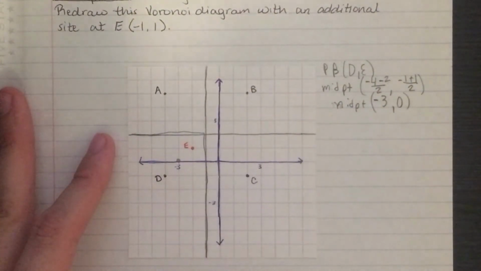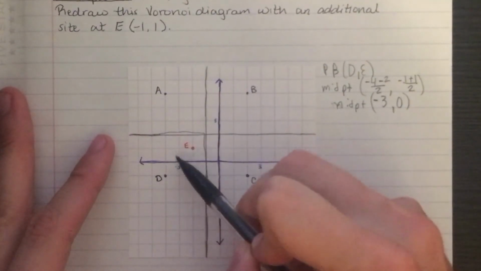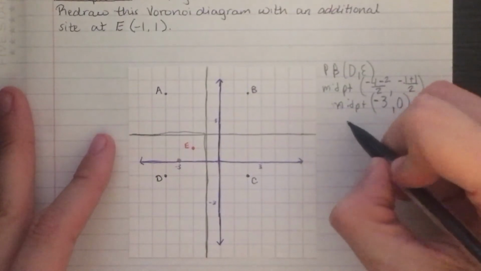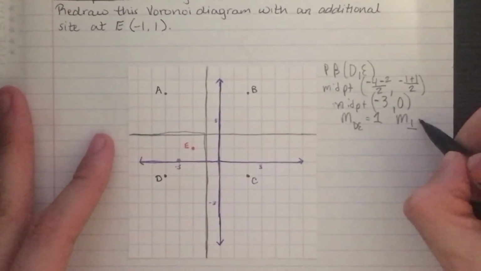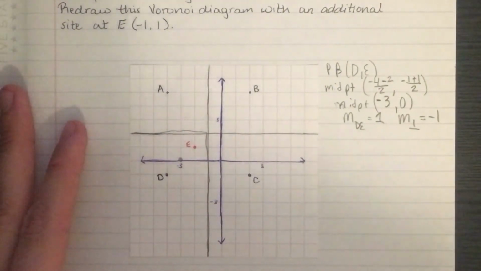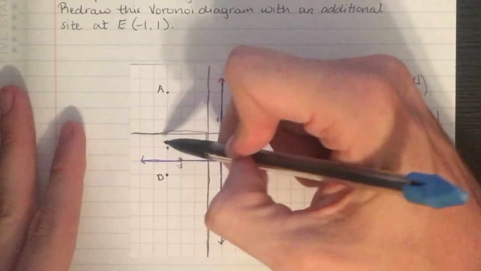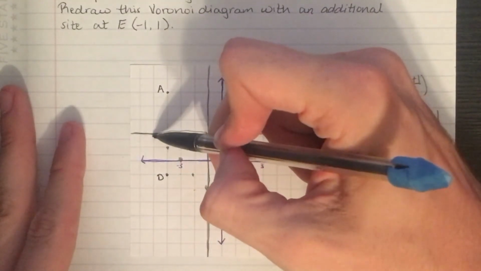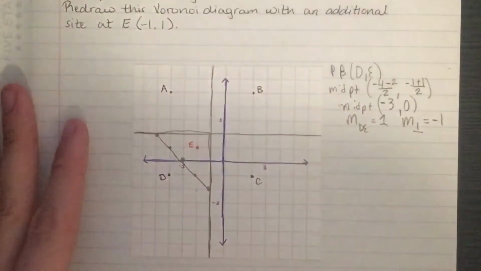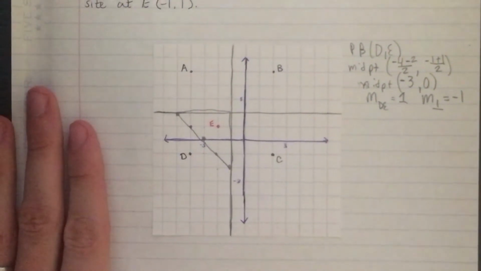Then we have to look at the slope of this. I'm going to eyeball this one. We go up 1 over 1, up 1 over 1. So the slope, the M of DE, is 1, which means that the perpendicular slope is going to be -1. So through this midpoint, we're going to go up 1, left 1, up 1, left 1, down 1, right 1, down 1, right 1. And there is a new edge for this Voronoi diagram. We basically created a right triangle there.